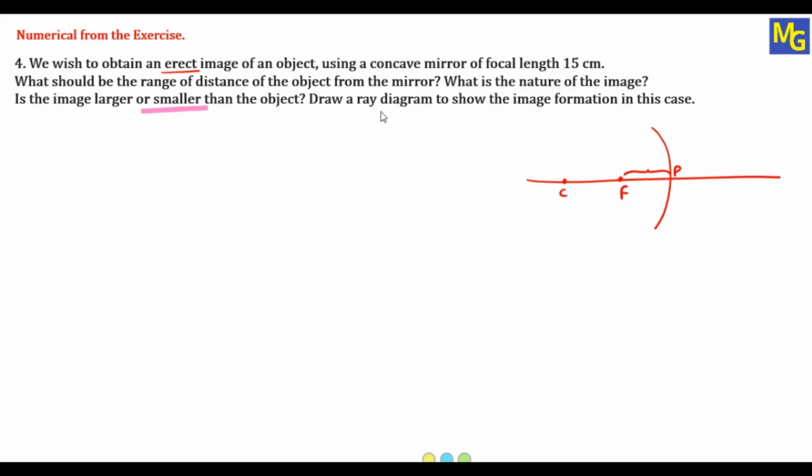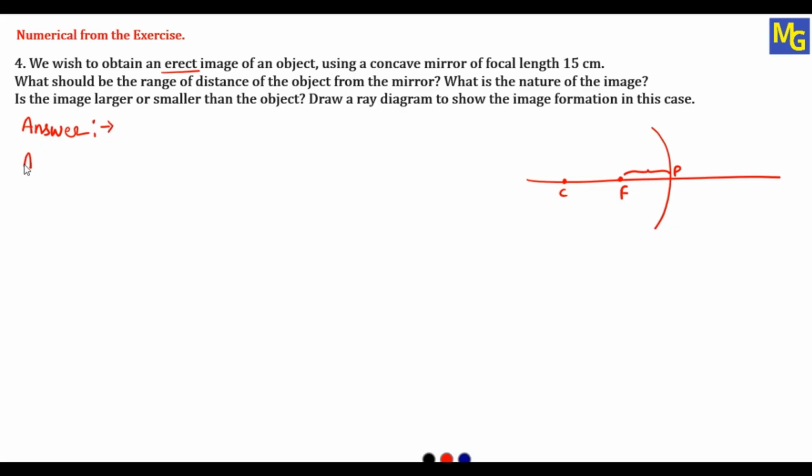And then I have to draw the ray diagram here. So let me complete these first two questions and then we will move on to the ray diagram question. So I'll write the answer here. First we have to explain about the erect images or all the images.